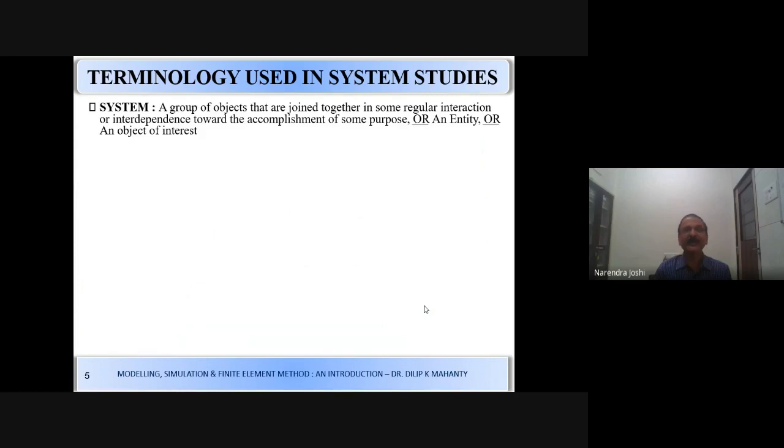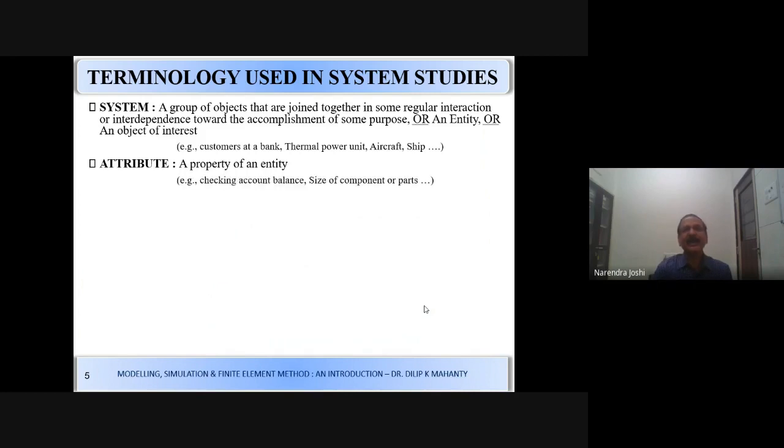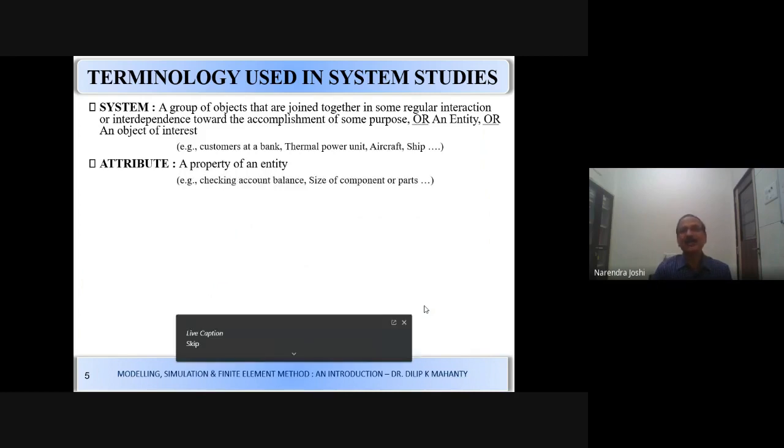When you go to the banking segment nowadays, you do not go to the bank; you can do all the work from your home, and that is a system developed for that purpose. So we get an output. Next, an attribute is a property of an entity. What is an entity? Basically, checking account balance, size of components or parts.